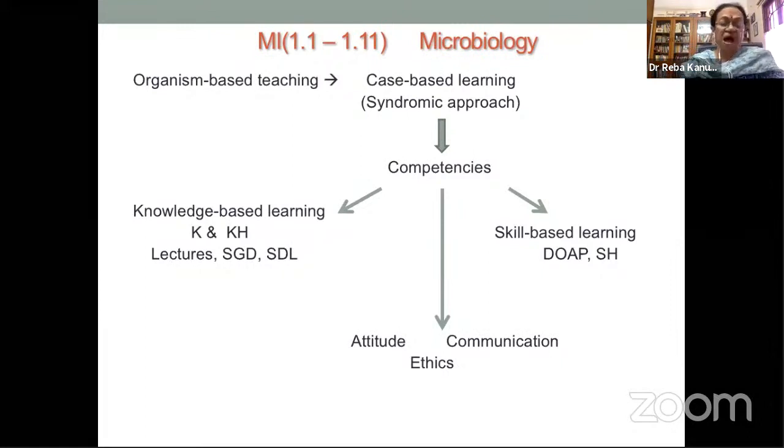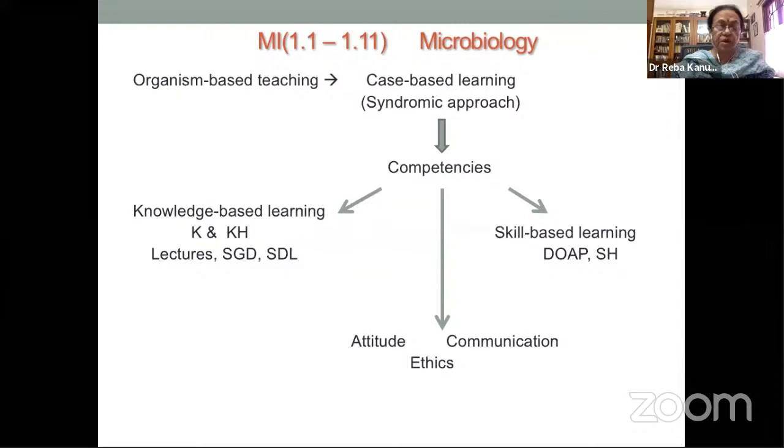And these competencies are based on knowledge. That is, the student should have the knowledge, the basic foundation and the knowledge. And they should also know how this process is occurring. So these two things can be taught to them through lectures, through small group discussions, and through self-directed learning. These are all methods of adult education. So these are the three key areas where we need to modify our teaching.